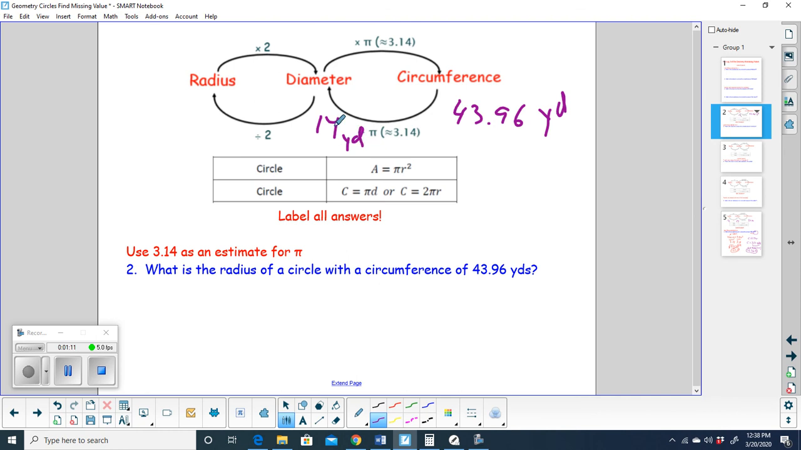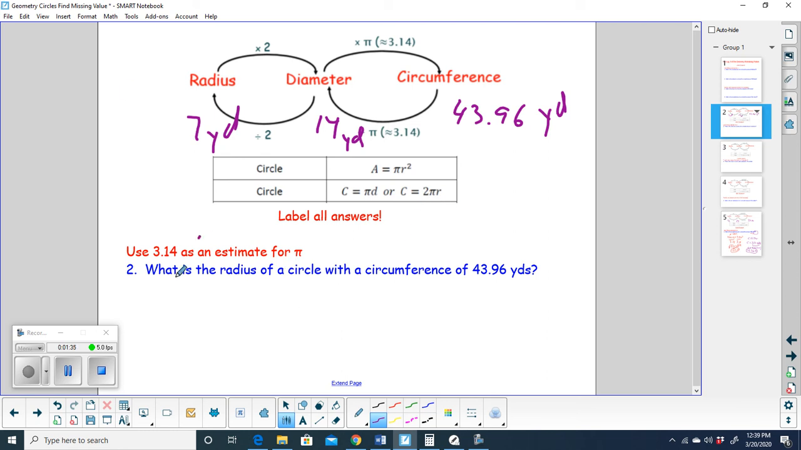Now, if I know the diameter is 14, I divide that by 2, and I get my radius is 7 yards. Now, that's one way of doing it. Now let's talk about how to do it with the formula. The formula for circumference is either pi d or 2 pi r. Because I'm going to get the radius, I'm going to use this one. Circumference equals 2 pi r.